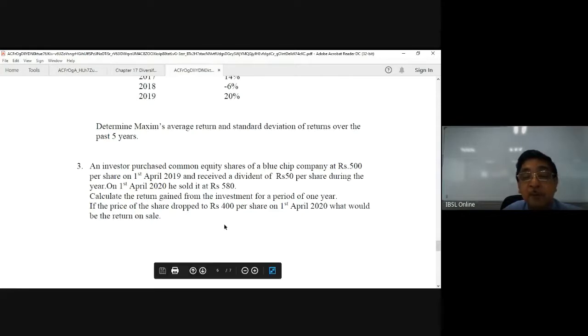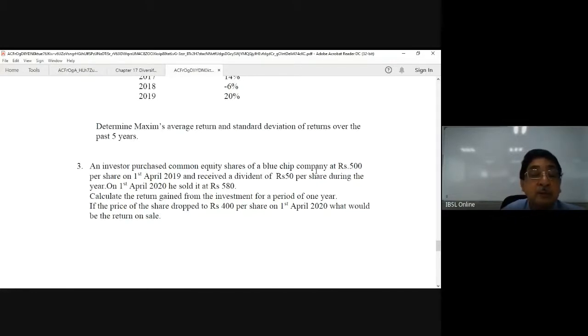The price of the share dropped to rupees 400 per share on 1st April 2020. What would be the return on sale? So there are two things only, very simple. Here you can see he purchased at rupees 500 on 1st of April 2019, and on 1st of April 2020 the share was sold at 580. So that means there's a capital gain of 80 rupees per share. And he also got 50 rupees in dividends. So the per share return is 80 plus 50, that is 130. 130 divided by 500 could be the return, and as a percentage that is 26%.